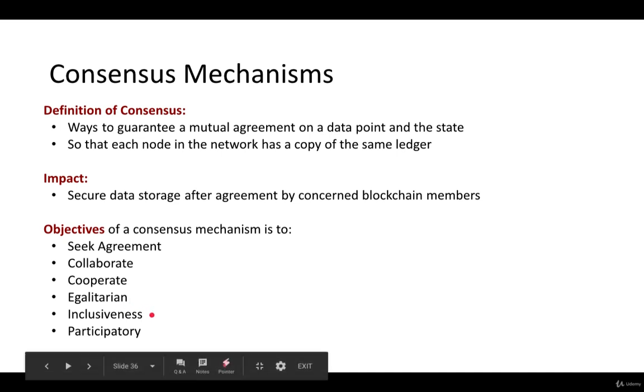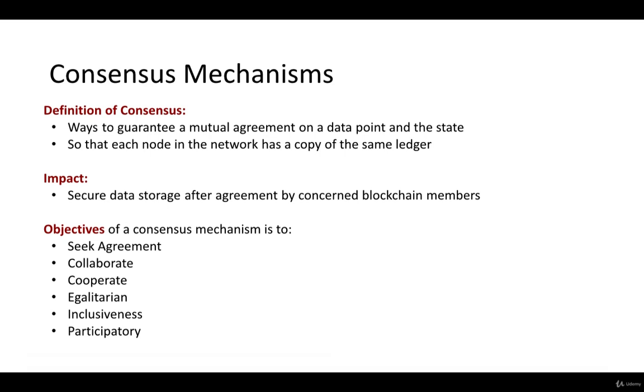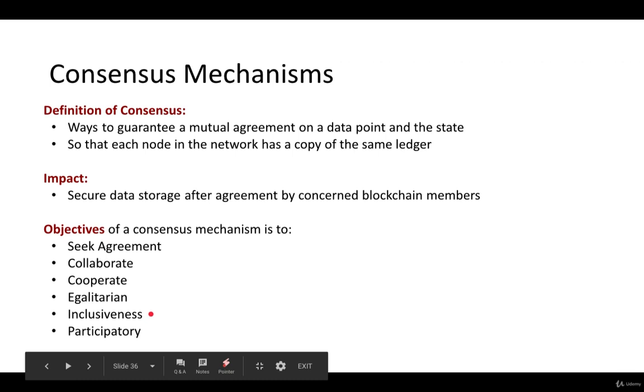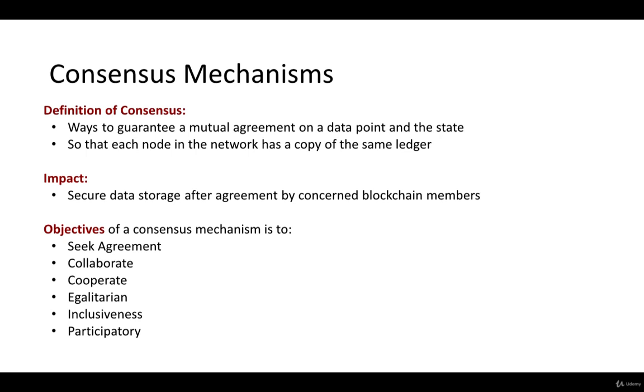The next objective is inclusiveness. Try to include as many members of the group as possible to achieve the consensus mechanism. So even if a member says, "I don't want to vote," it doesn't work like that. Everybody has to get involved to take part in the validation process.